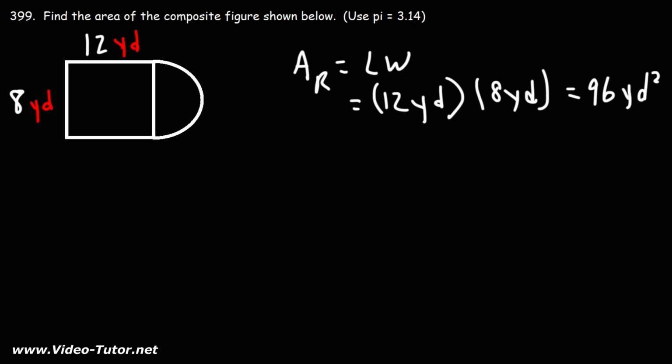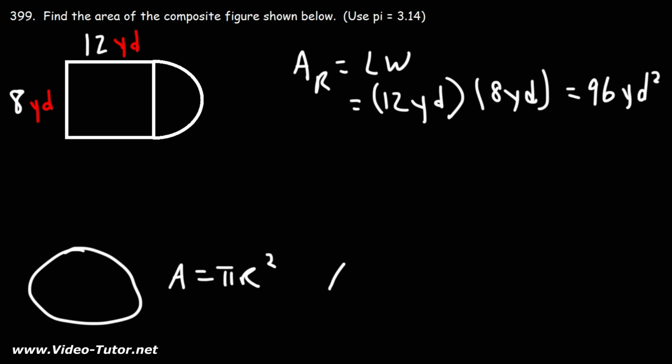Now how can we find the area of the semicircle? The area of a full circle is pi r squared. So the area of a semicircle is going to be 1/2 that. So 1/2 pi r squared. What we need to do is find the radius. The radius is the distance between the center of the circle and any point on the circle. So this part here too is the radius.